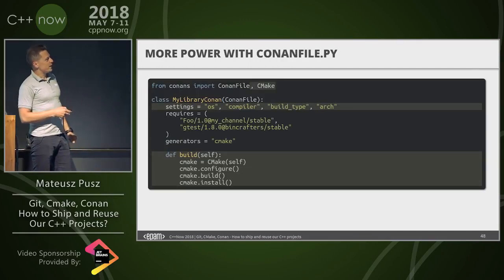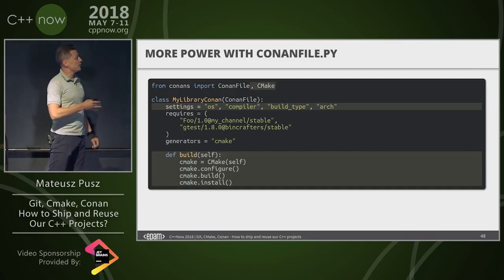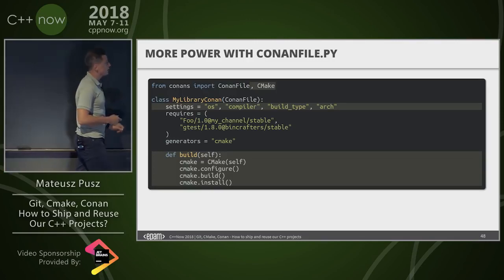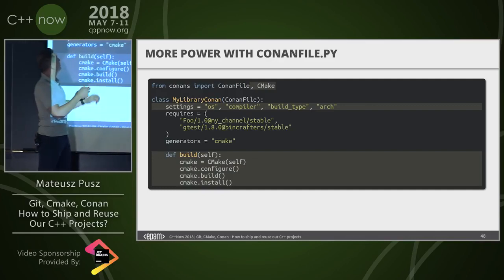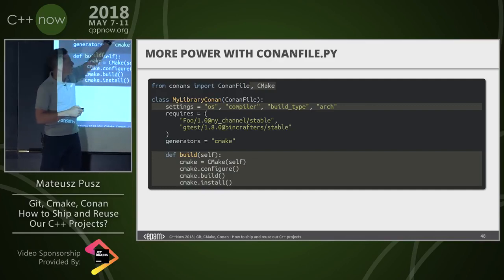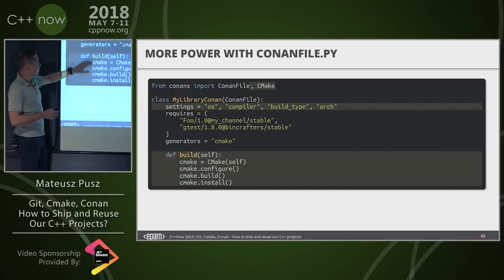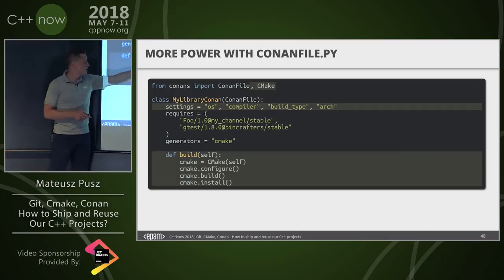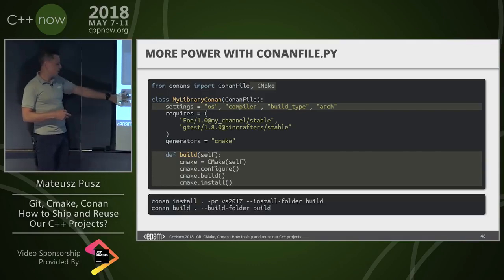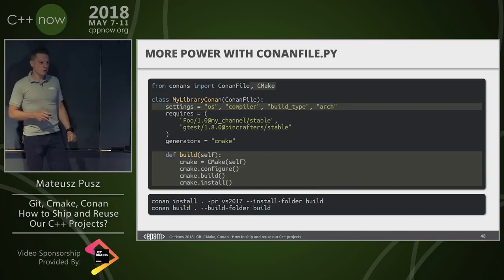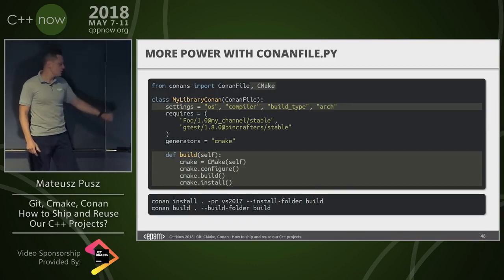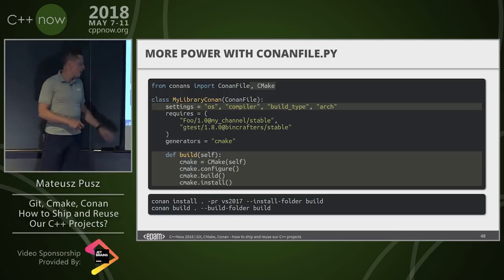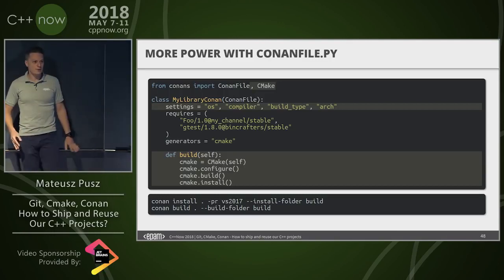The Conan file in Python version provides you more power than the text file. For example, you can add CMake as a module here, provide configurations you would like to be able to build with CMake, and provide a simple procedure for how to build. So this creates a CMake object and a configure step, build step, install step, and then you can build the whole project with all the dependencies with these two command lines. You don't have to use any CMake command lines, just use Conan install and Conan build, and everything is done for you.